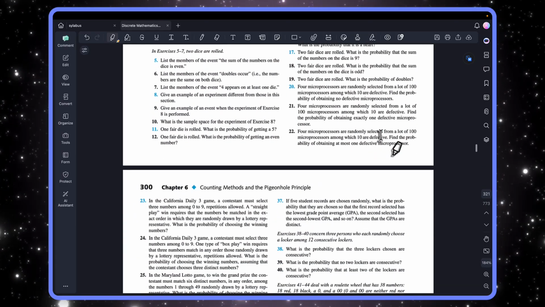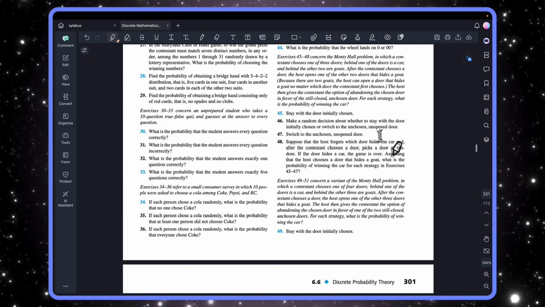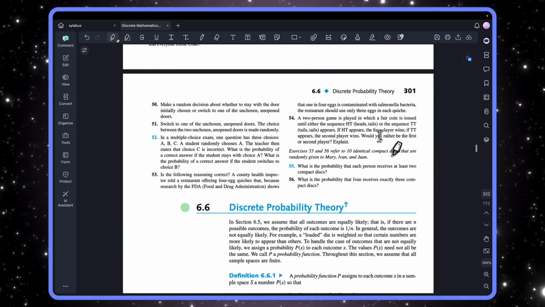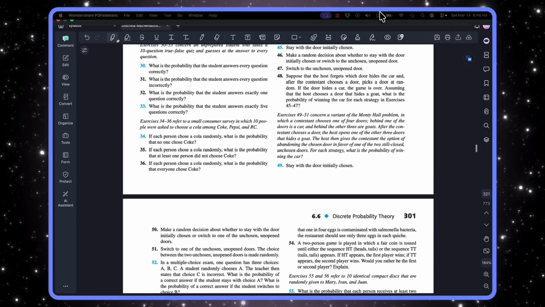Okay, so there are some exercises to do, and we'll do much more with this in section 6.6. So hope that helps you out.